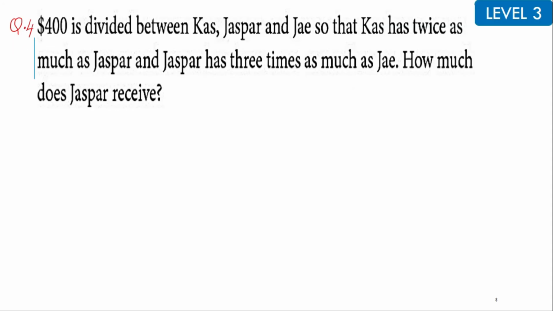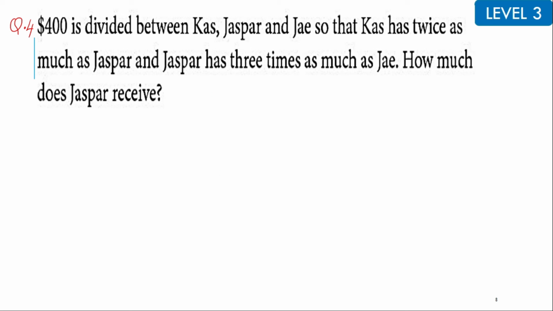Question 4. $400 is divided between Cass, Jasper and Jay so that Cass has twice as much as Jasper and Jasper has thrice as much as Jay. How much does Jasper receive?